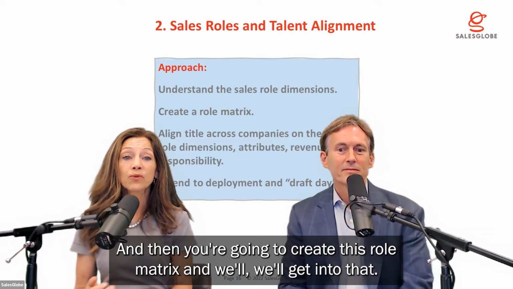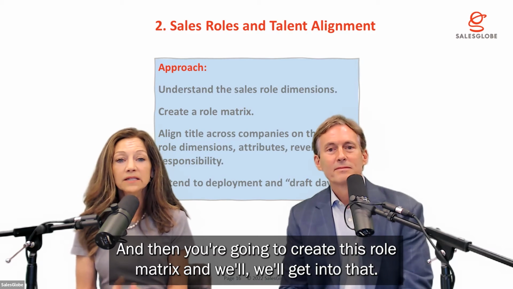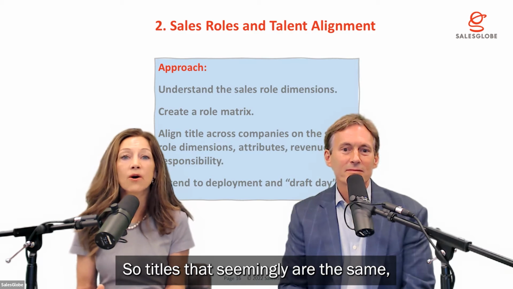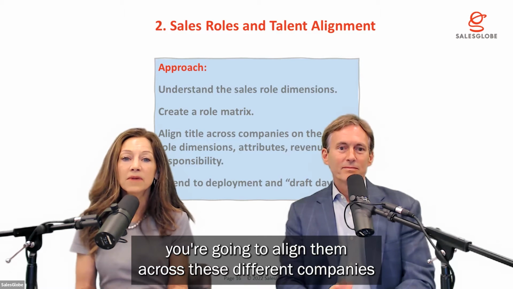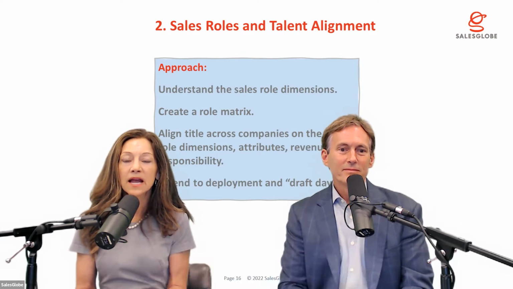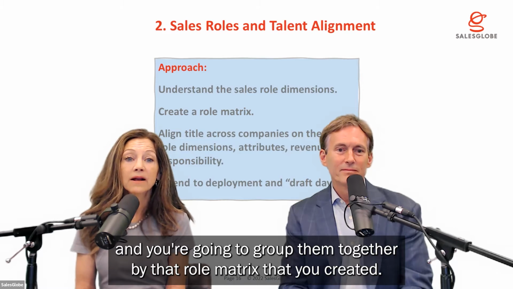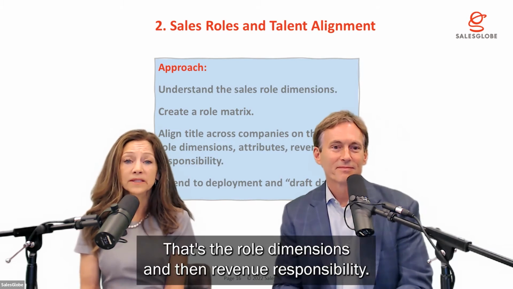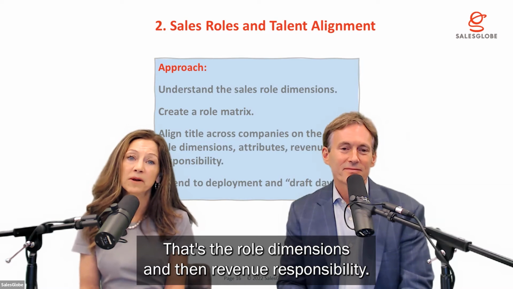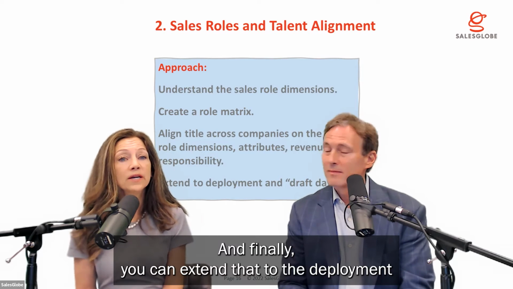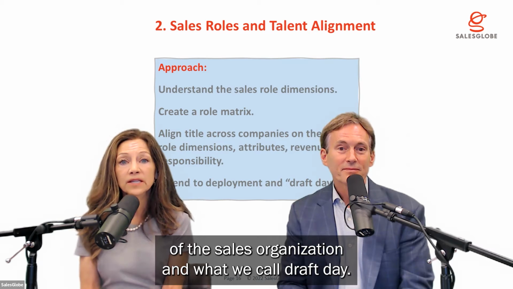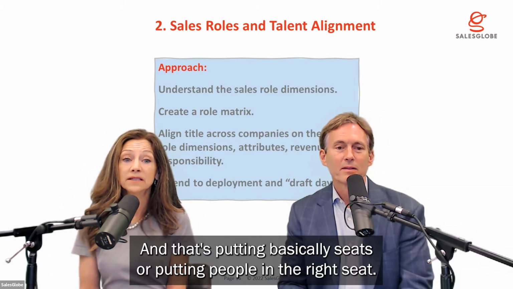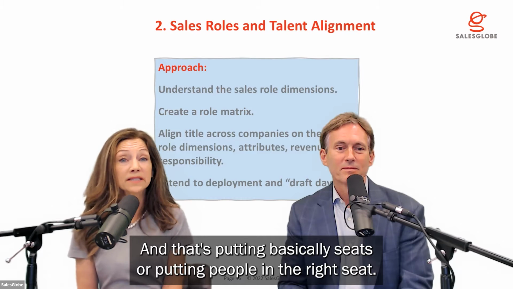And then you're going to create this role matrix. And we'll get into that. And then you're aligning titles. So titles that seemingly are the same, you're going to align them across these different companies, and you're going to group them together by that role matrix that you created. So it'll be the attributes of the role, the role dimensions, and then revenue responsibility. And finally, you can extend that to the deployment of the sales organization and what we call draft day. And that's basically putting people in the right seat.